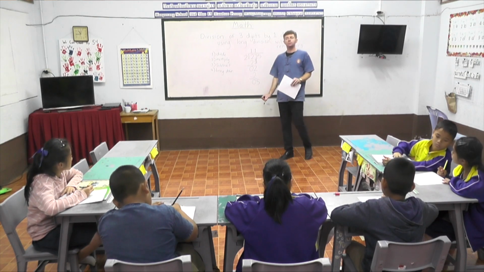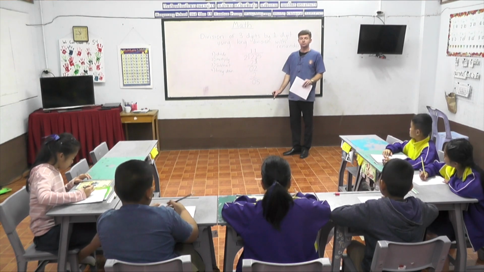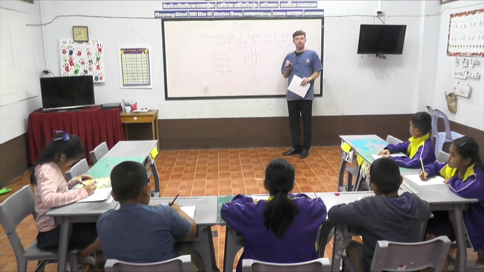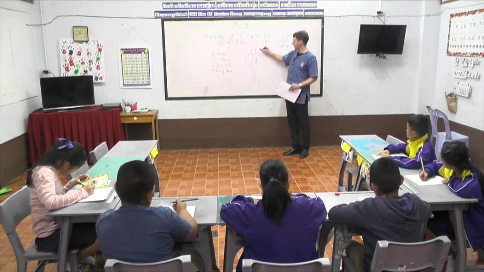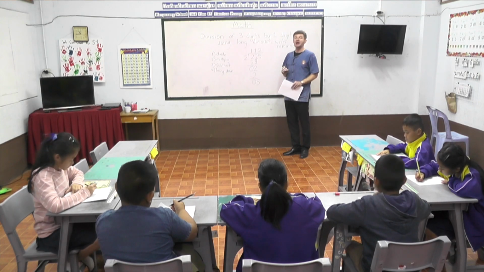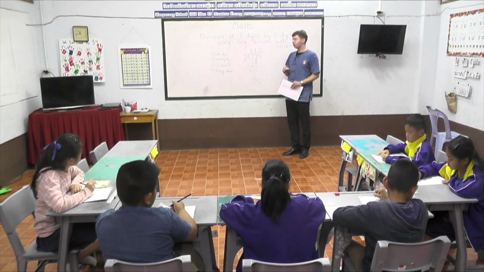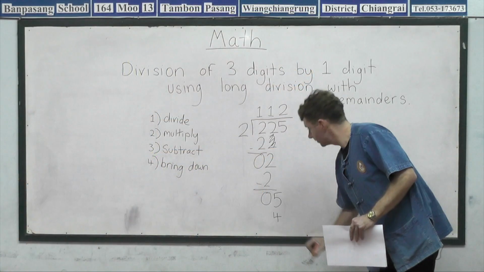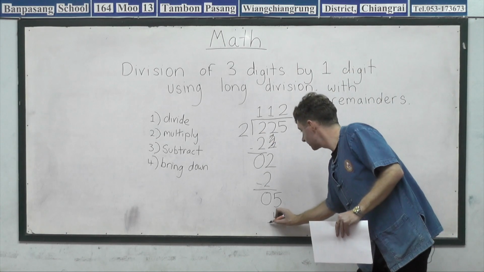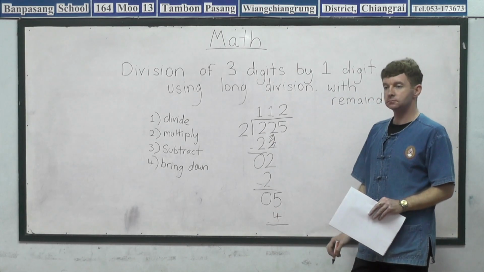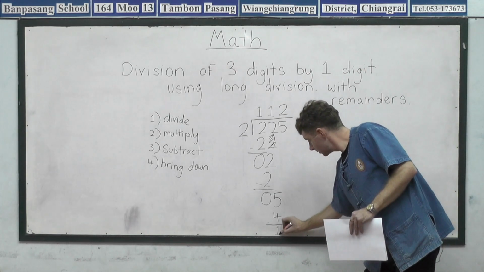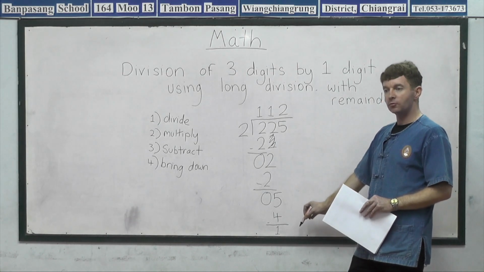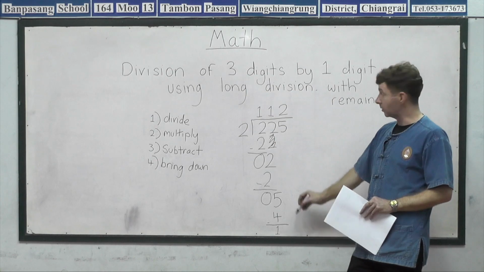5 divided by 2 equals 2. We can do it twice. 2 fits into 5 twice. 2 times 2 equals 4. Now we're ready for step 3. 5 minus 4 equals 1. So we're left with 1. Is there any more numbers for us to work with? So what do we do with 1? 1 becomes our remainder.